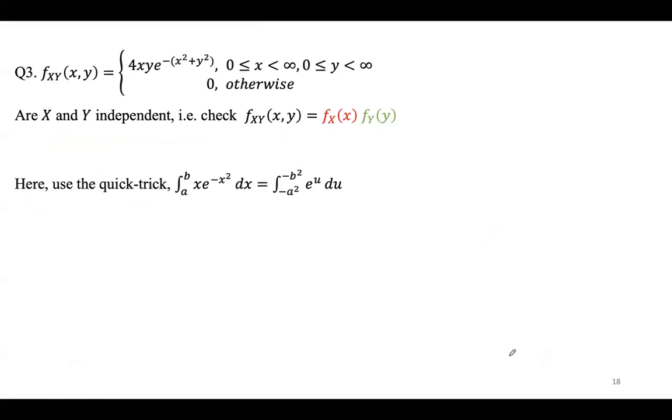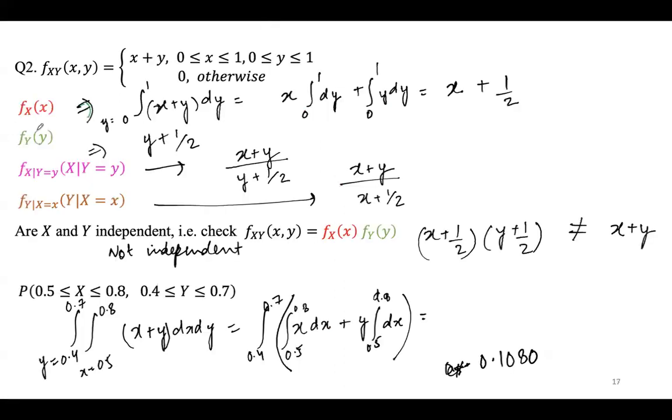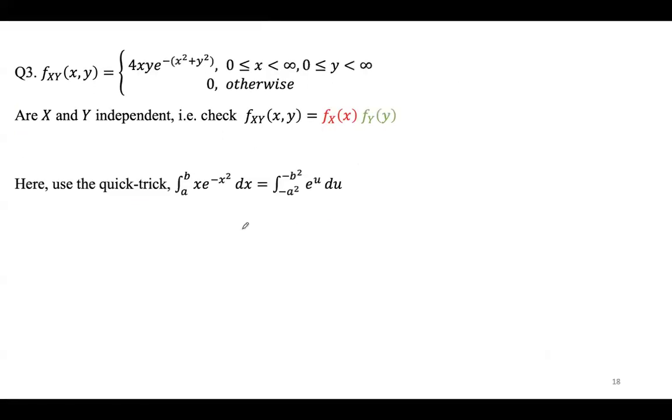Fine. Now this is an important question, and it took me a while to figure this out. Again, same question. You have a joint probability distribution given to you. This one's very complicated looking. And the ranges are also independent. Both x and y vary between 0 and infinity. Now you want to check if they are independent. So same thing what you did in the last one. You want to calculate their marginal probabilities and see if multiplying them gives you the same original joint probability back.